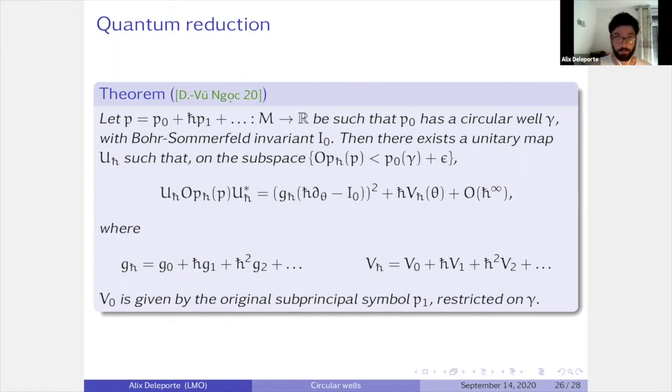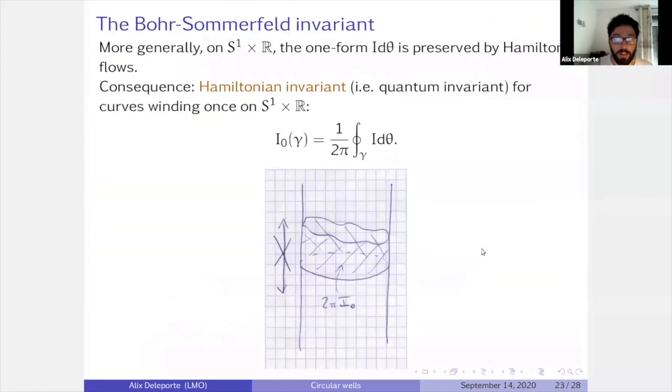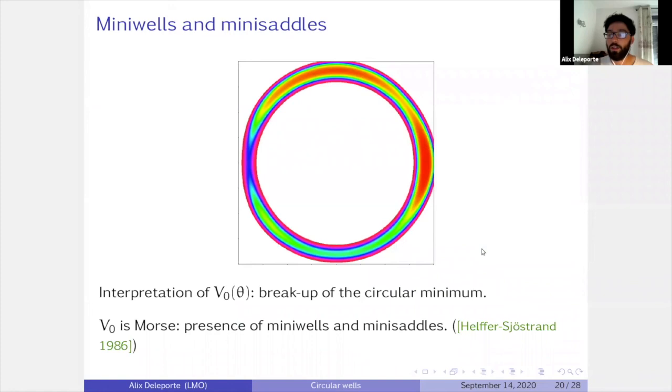And well, now that we have this, we can try to analyze the low energy spectrum, for instance. In the low energy spectrum, two things can happen. Well, if V0, say, is not identically zero and it's Morse, then in fact you don't see these oscillations. The low energy spectrum of your operator is going to be driven by the mini-wells that are here. That is to say, your low energy quantum states are going to be localized, say, in the red region or maybe in the green region, but they're not going to be located on the whole circle.